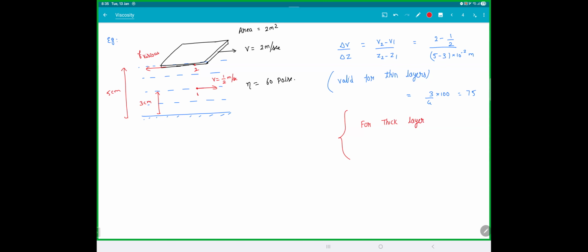For thick layers, dv by dz is not equal to v2 minus v1 by z2 minus z1. How will you know? Generally, they'll mention in the question that it's a thin layer, so that is how you know it is thin.